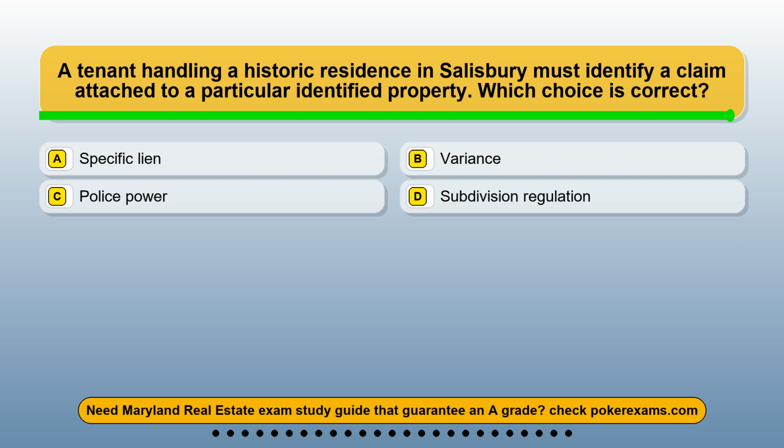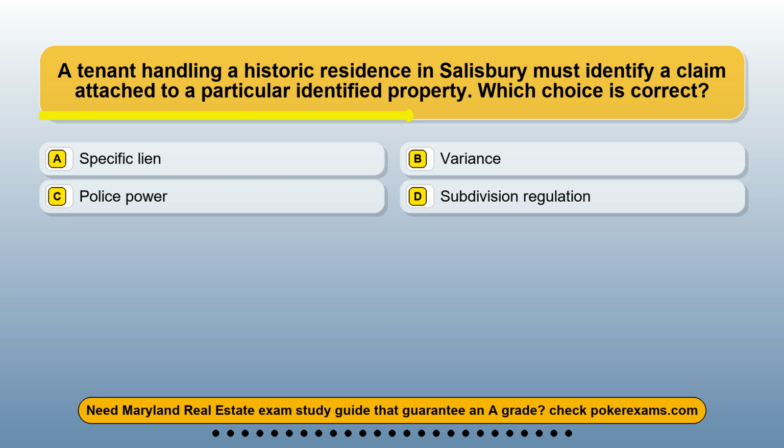Question 10. A tenant handling a historic residence in Salisbury must identify a claim attached to a particular identified property. Which choice is correct? Option A. Specific lien. Option B. Variance. Option C. Police power. Option D. Subdivision regulation.